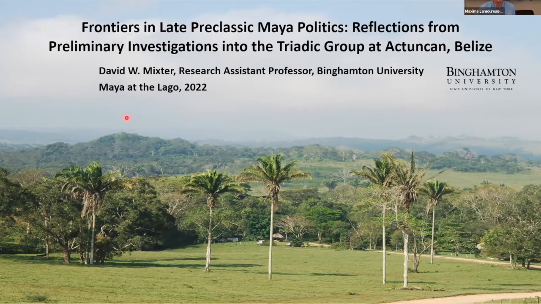So this is the site of Actuncan. That right there is the promontory, the Triadic Group. Our E group is located right here on this linear ridge.